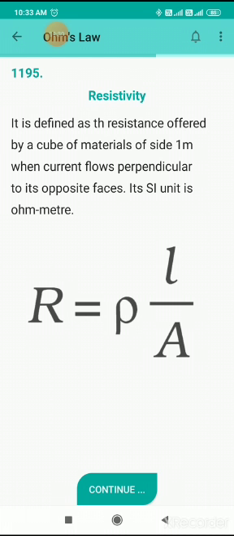Both formulas are very important regarding numericals. How can we define resistivity? It is defined as the resistance offered by a cube of material of side 1 meter when current flows perpendicular to its opposite faces. Its SI unit is ohm meter. One more definition we can write here: if the length of the wire is taken as 1 meter and the area of cross section is taken as 1 meter square, then the resistance is numerically equal to the resistivity. I think it is easier for you.